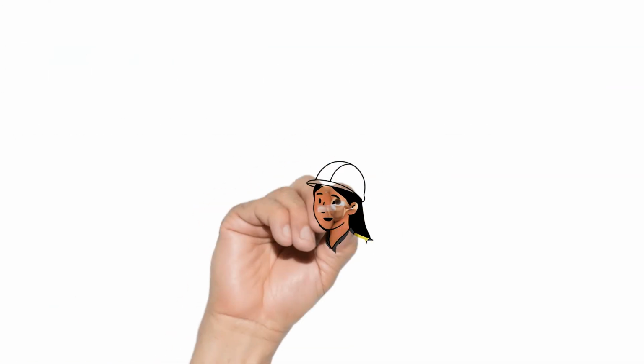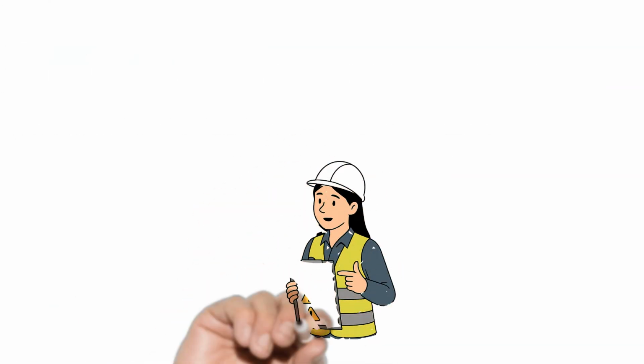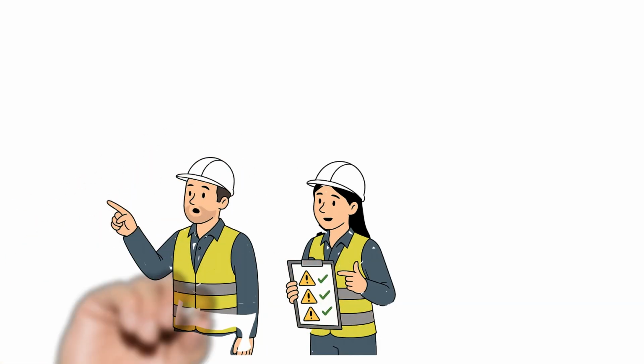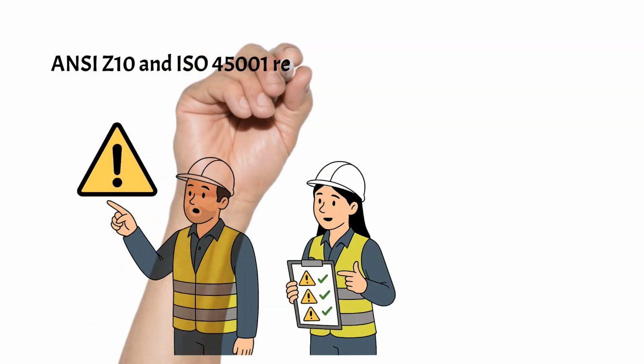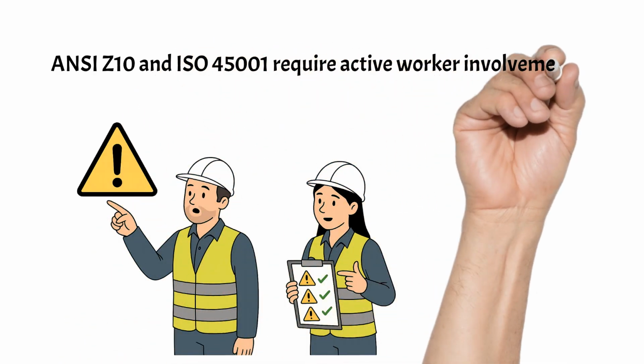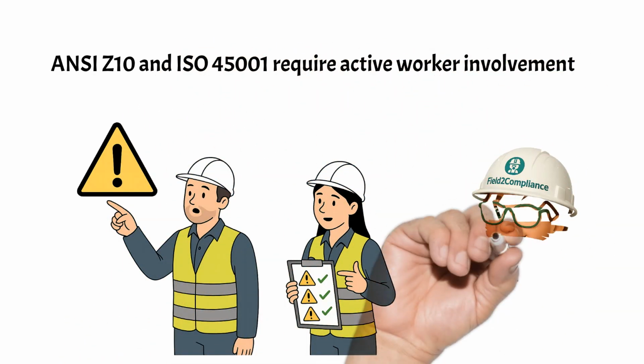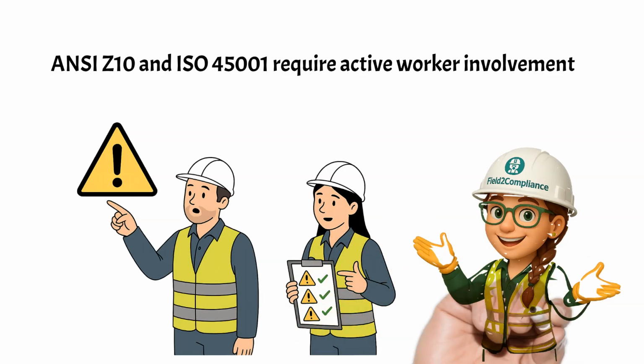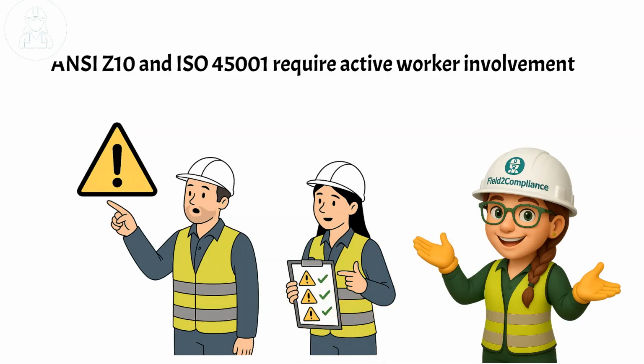Why? Because standards like ANSI Z10 and ISO 45001 require active worker involvement: spotting hazards, suggesting controls, and joining safety decision-making. This builds ownership and actually improves recognition.